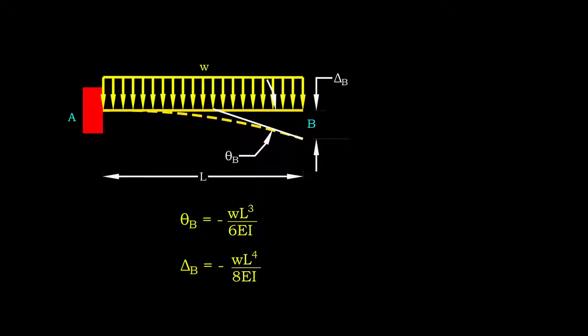After we are done with our calculation, let's convert the result back to our real beam. The value of rotation is negative, which means the beam is rotating in clockwise direction with respect to the original alignment of beam. The displacement is negative as well, denotes the point is displaced downward.